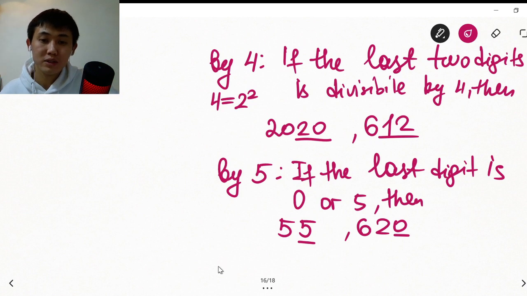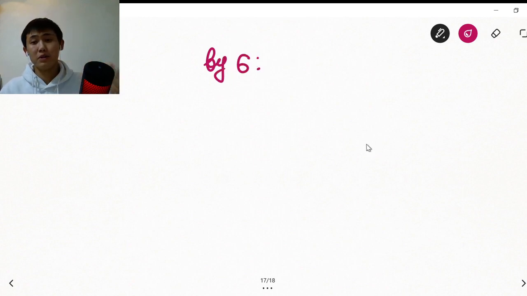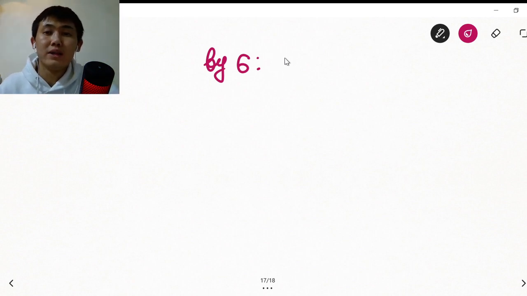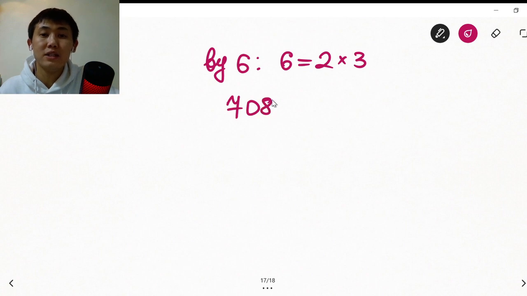So the next one is divisibility by 6. To see if the number is divisible by 6 or not, we look at the coprime numbers. So these coprime numbers, 2 and 3, are coprime to each other. So for example, 708, is it divisible by 6 or not?